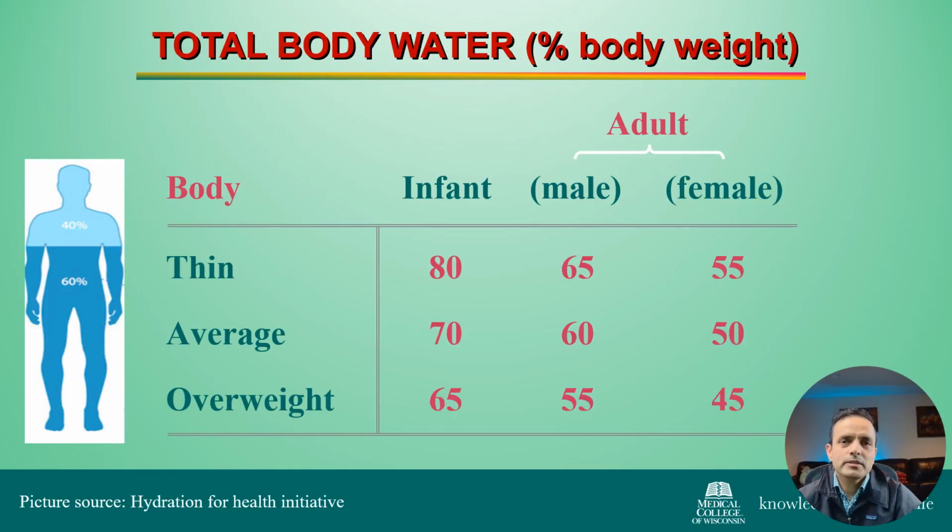Before talking about how much to give, we need to know how much we have inside our body. As you can see in the slide, the average amount of fluid that a male adult contains inside the body is around 60%. Infants tend to have more water, which is 10% more, around 70%. On the other hand, females have less water because they have relatively more fat in their body, around 10% of essential fat.